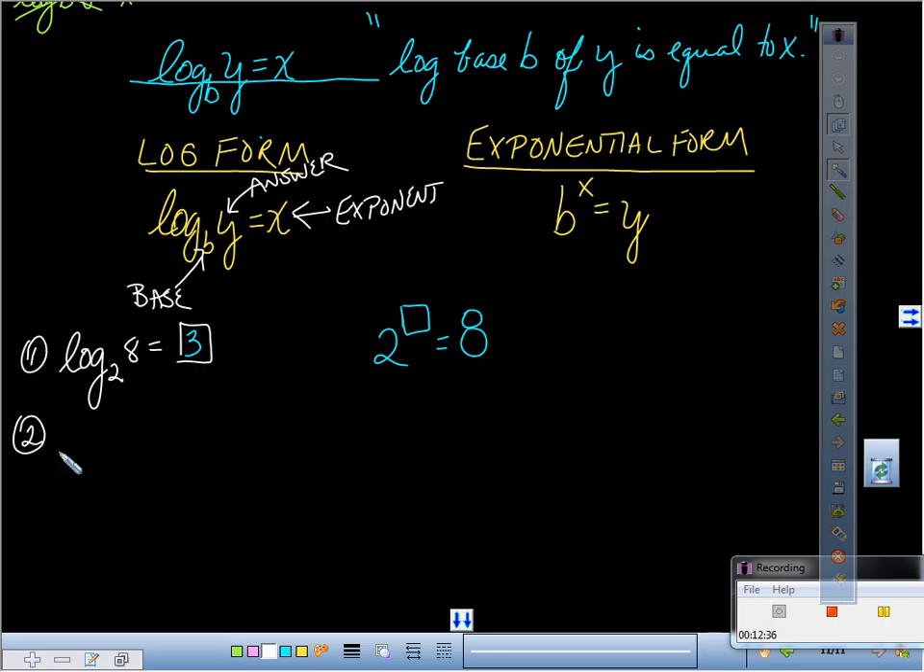All right, here's your next one. Log base, don't blurt the answer out. Log base 3 of 9 is equal to what? Okay? Rewrite it as an exponent, guys, and you'll know what it is. All right? So that's going to be 3 to the what power is equal to 9. What is it, guys? Very good.